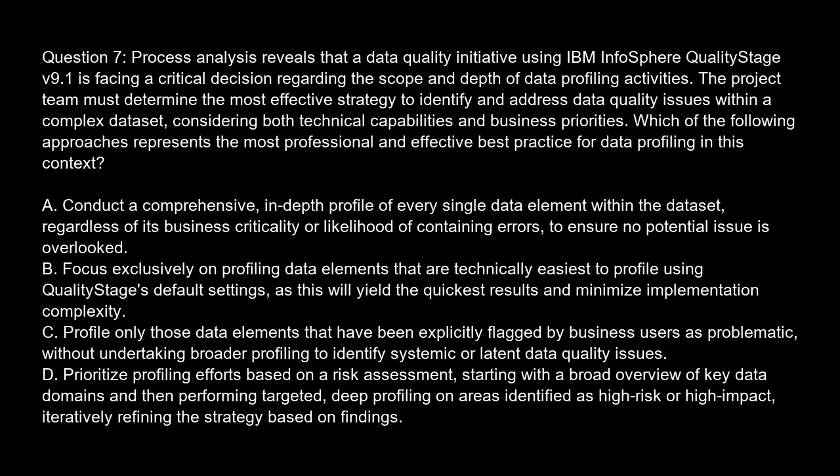Option A. Conduct a comprehensive, in-depth profile of every single data element within the dataset, regardless of its business criticality or likelihood of containing errors, to ensure no potential issue is overlooked. Option B. Focus exclusively on profiling data elements that are technically easiest to profile using QualityStage's default settings, as this will yield the quickest results and minimize implementation complexity. Option C. Profile only those data elements that have been explicitly flagged by business users as problematic, without undertaking broader profiling to identify systemic or latent data quality issues.